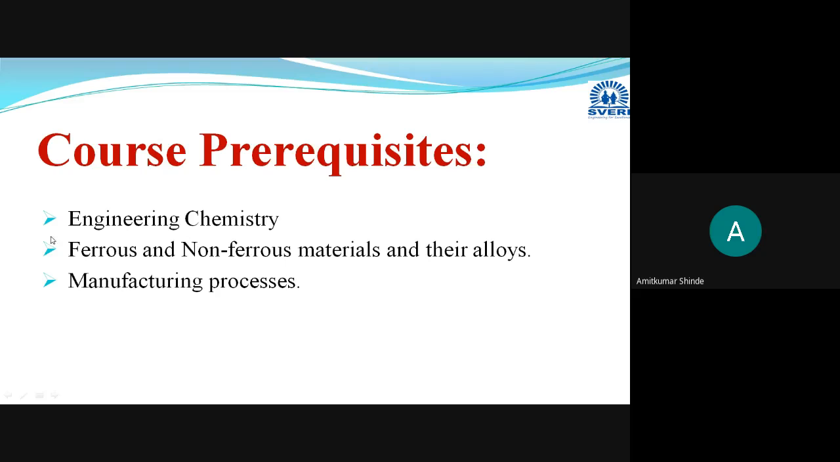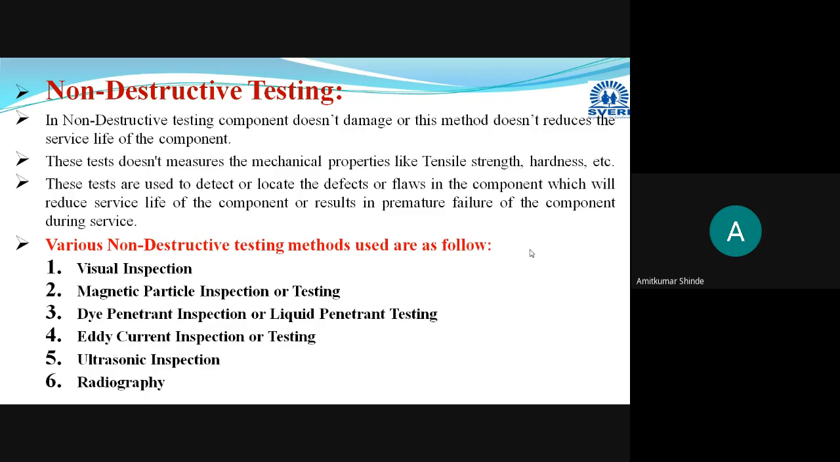And all these points we have already covered. Engineering chemistry, I think you have studied in the first year. Manufacturing processes you studied in the second year, and ferrous, non-ferrous materials and their alloys in this metallurgy subject only, in the first four chapters. Okay, then we can start the actual methods here.